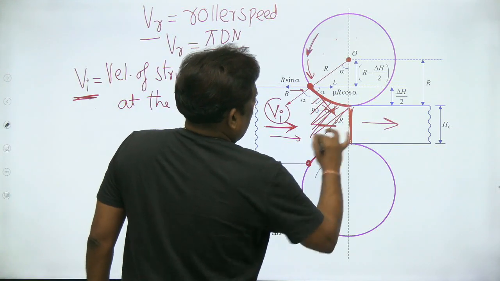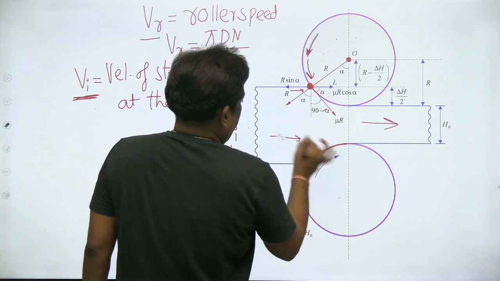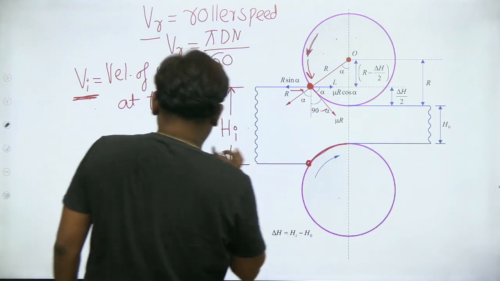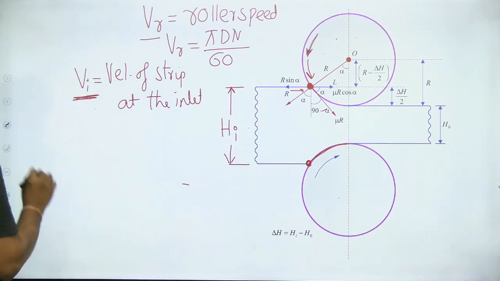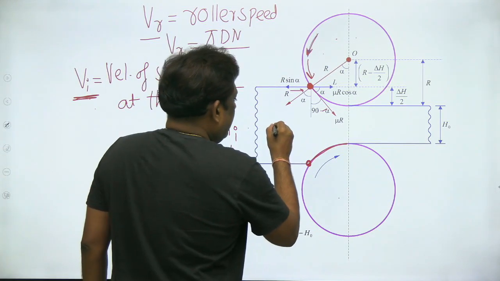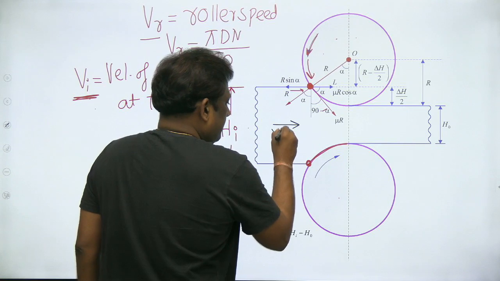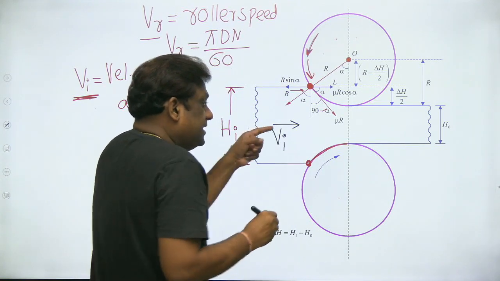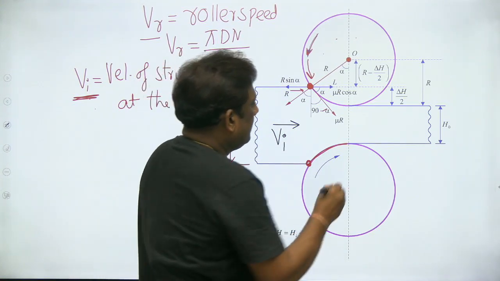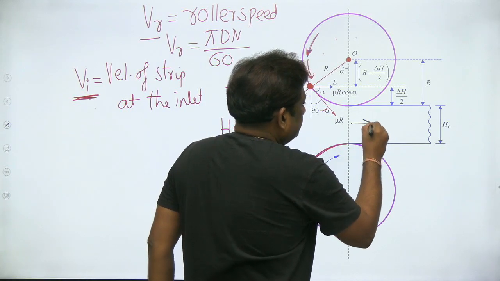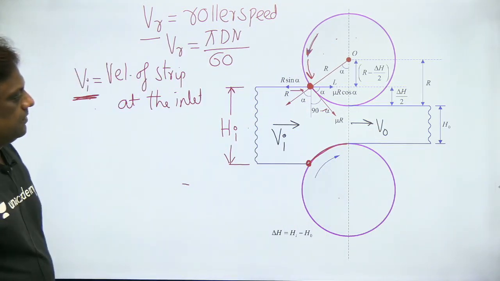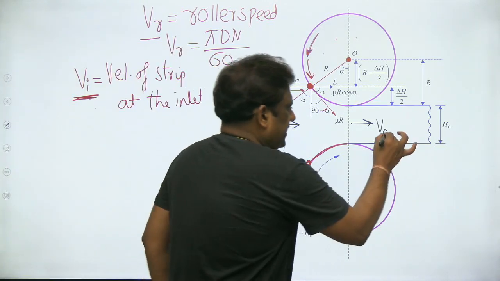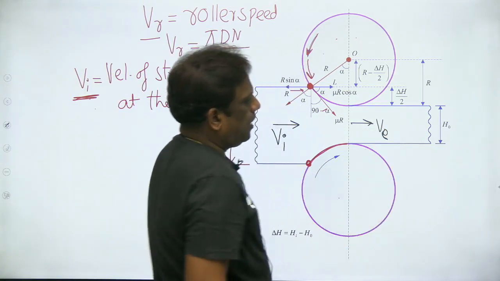Now observe, let's understand things very clearly. It increases continuously. If Vi is the velocity with which the strip is entering, let VE, or V naught, be the exit velocity. I repeat, Vi at the entry, and VE at the exit. Okay, fine.